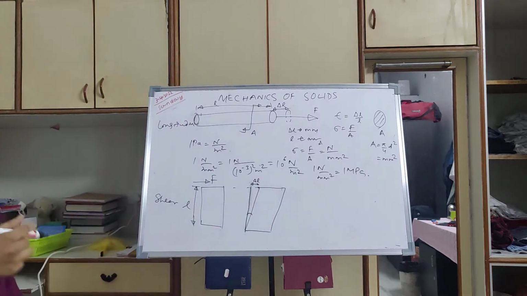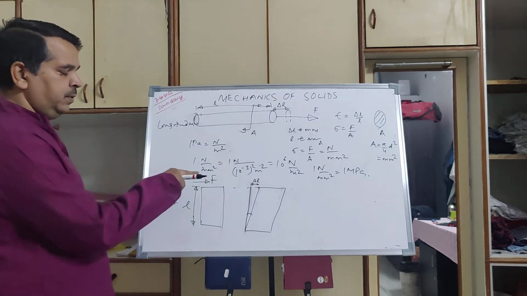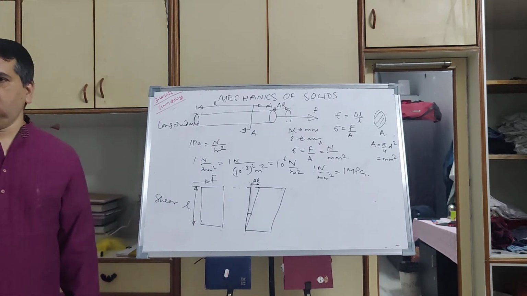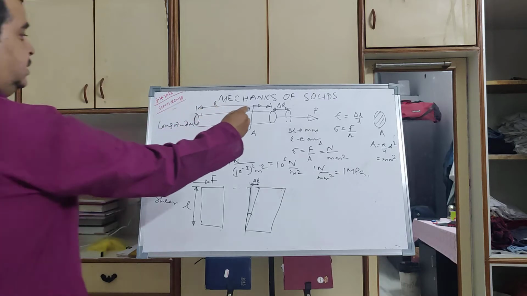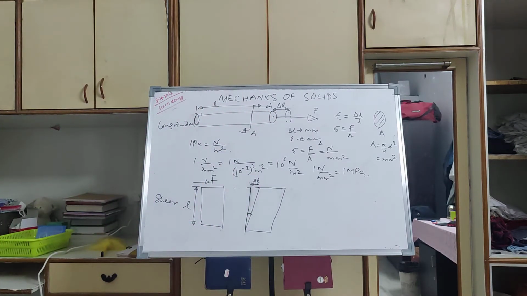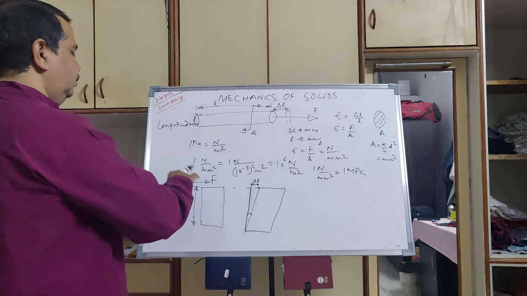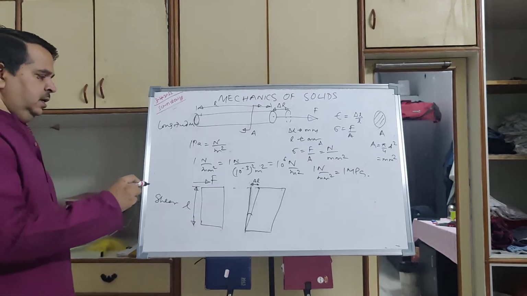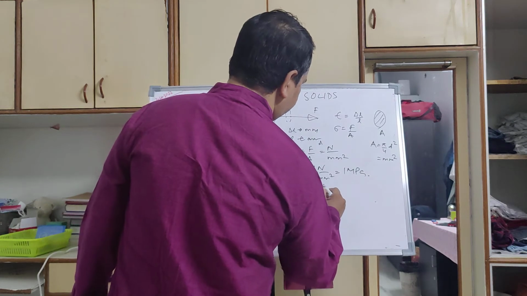So this is understood? At an angle I am applying, when it is shear, the load acting is parallel to the plane. Here the load acting is perpendicular to the plane, and here the load acting is parallel to the plane, on the surface. If this is a cylinder and you look from the top, the area will be, again, pi by 4 d square.